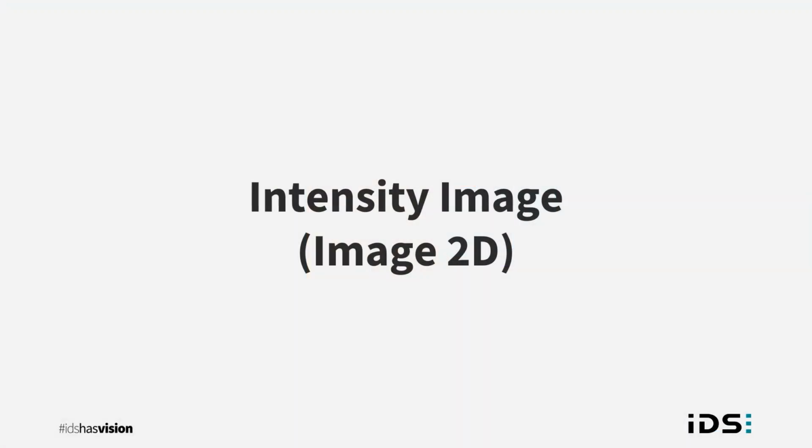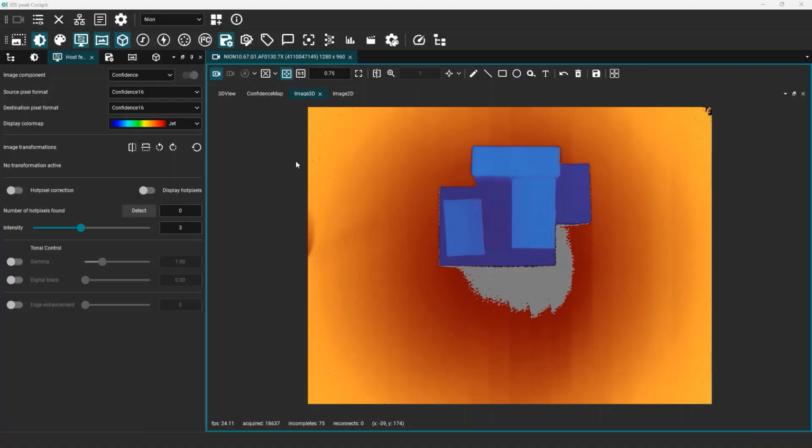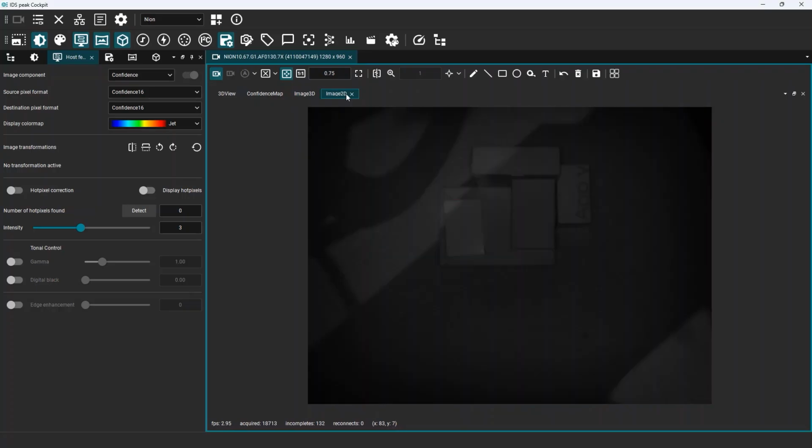We start the configuration with the intensity map or Image 2D. The aim here is to optimize the image brightness without saturating the pixels. This is to optimize the 3D data, as the amount of light the sensor receives determines the quality of the 3D data generated. We can also optimize the display for viewing purposes.